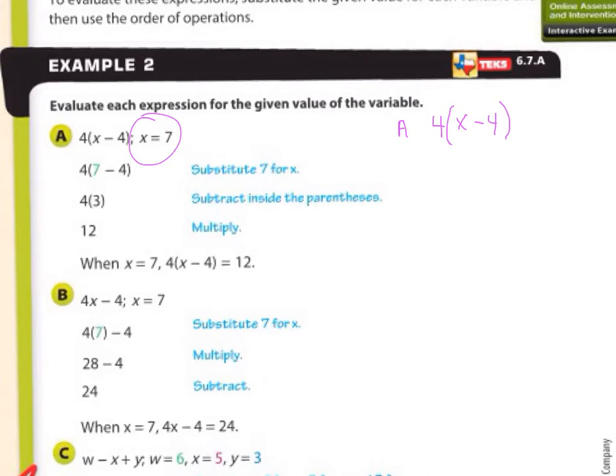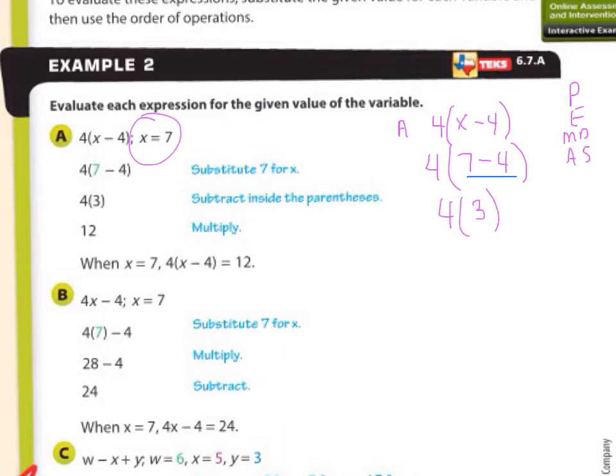So let's rewrite that problem and take out the x and put what? 7. So now we have 4 times (7 minus 4). So let's look at, please excuse my dear Aunt Sally. P is what? Parentheses. So we're going to underline that, do that first, and then rewrite the problem. 4 times, and what's 7 minus 4? I told you the answer. 7 minus 4 is 3.